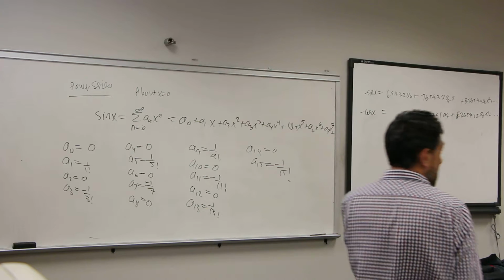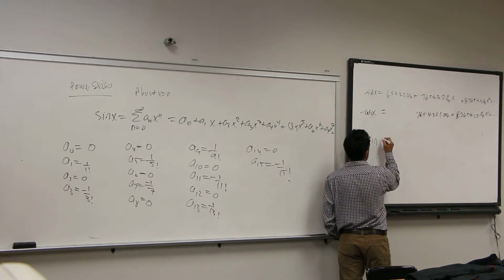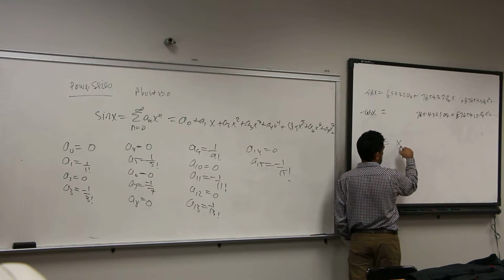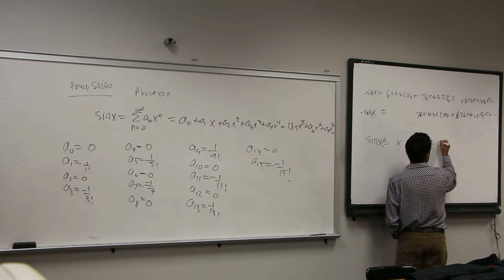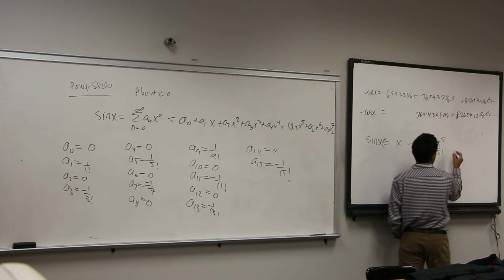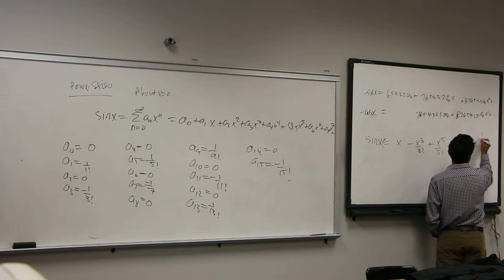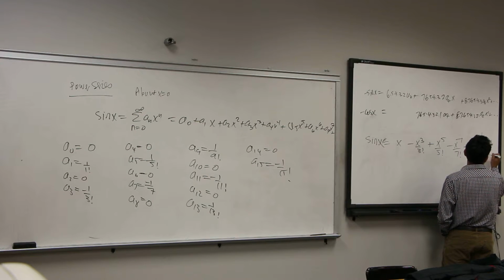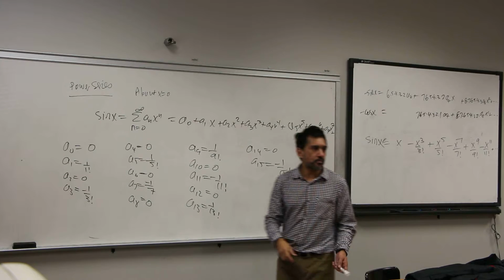That is to say, if you are writing out the first few terms, you have something like this. a0 is 0. First x, minus x cubed over 3 factorial, plus x to the 5 over 5 factorial, minus x to the 7 over 7 factorial, plus x to the 9 over 9 factorial, minus x to the 11 over 11 factorial, and so on.